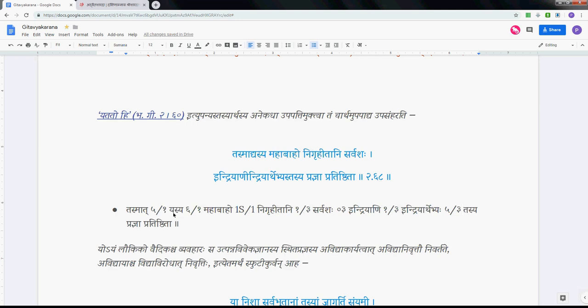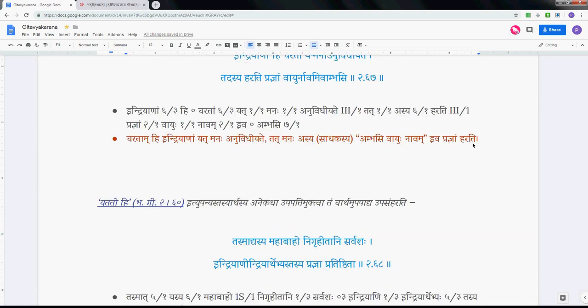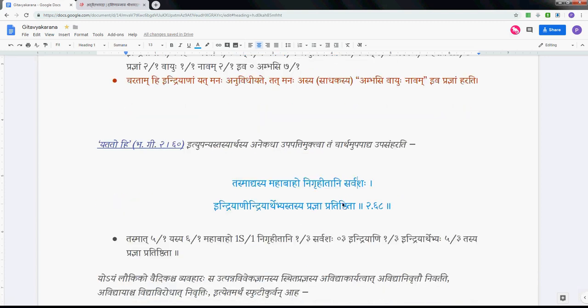He mahabaho, yasya munehe atva yatehe or sadhakasya indriyani indriyarthebhyah nigrihitani bhavanti, tasya prajna pratishthita bhavati. Only that person whose indriyas are controlled, restrained, turned back from the indriya arthas, the objects of indriyas. Each indriya has its own object, and from their respective objects one should be able to restrain them sarvashah, in all ways. And one who can do that, for that person tasya prajna pratishthita bhavati, his prajna will be stable, it will not be hijacked. In contrast to the earlier one, ambhasi vayuhu nava iva prajnam harati, here prajnam na harati, therefore tasya prajna pratishthita bhavati.